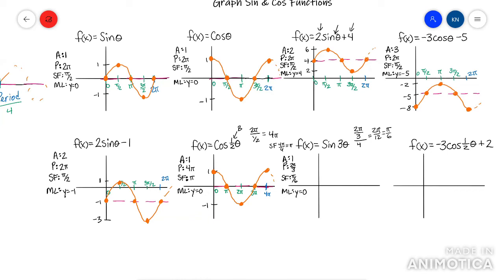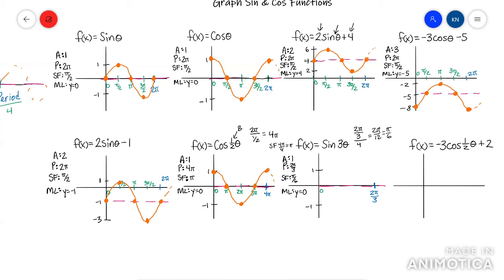Now, there's an important thing to understand about this scale factor. Let me go ahead and put this on the graph first. I've got my midline at 0. I've got my amplitude up 1, down 1. I've got the final ending place for the period is 2 pi over 3. And I'm going to start at 0.